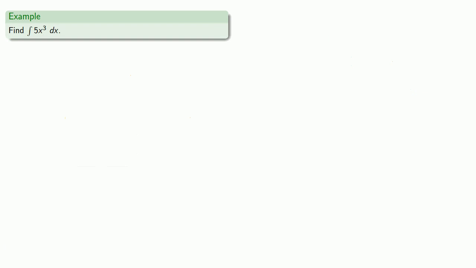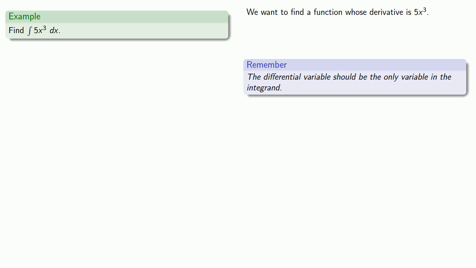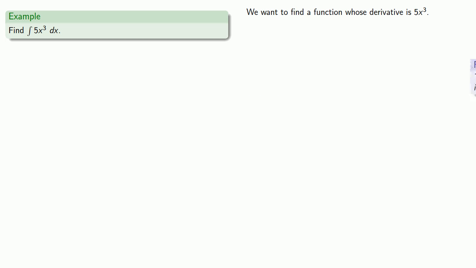How do we find antiderivatives? So suppose I want to find the antiderivative of 5x cubed dx. What this means is we want to find a function whose derivative is 5x cubed. And before we proceed, one important check to make. Our differential variable is x, and our function only has variable x in it. And so it's possible to proceed from this point in a meaningful way.